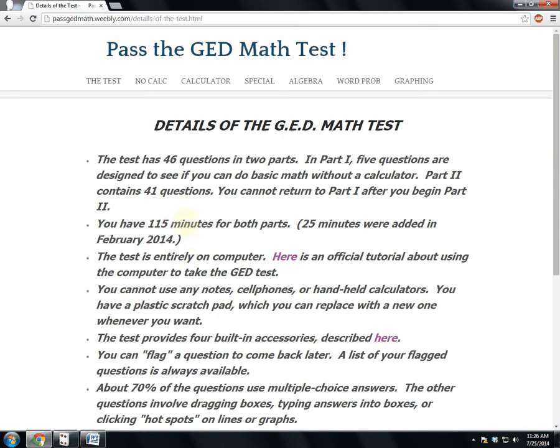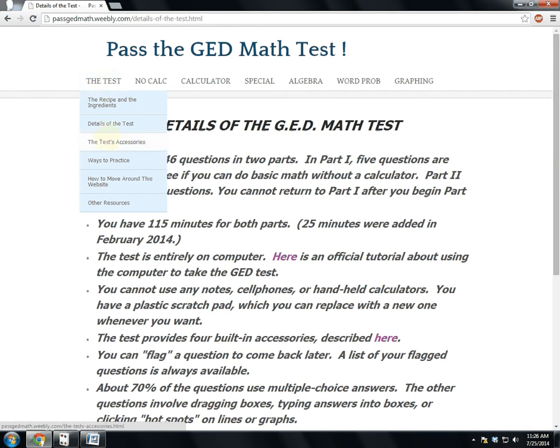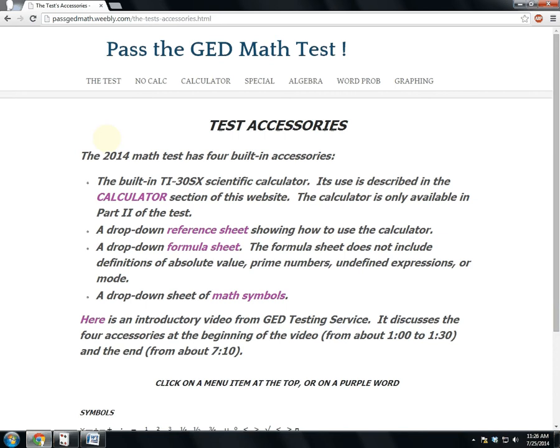The third page in the test section describes the 4 accessories which are built into the 2014 math test. First and foremost, the built-in TI-30SX calculator, about which we will say more later. But also there's a reference sheet, a formula sheet, and some math symbols.